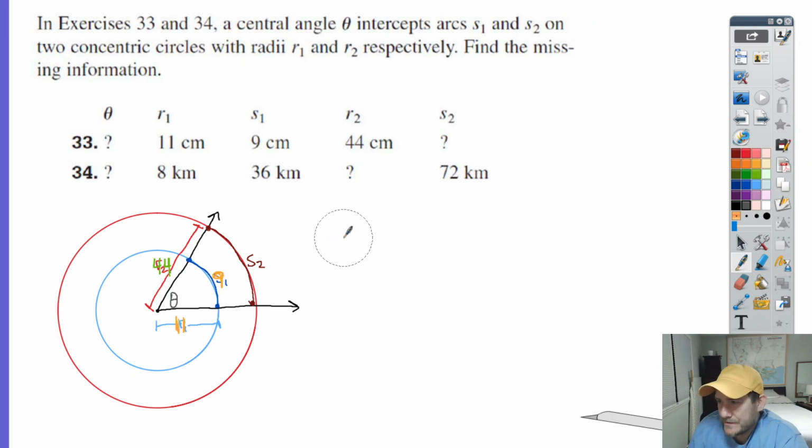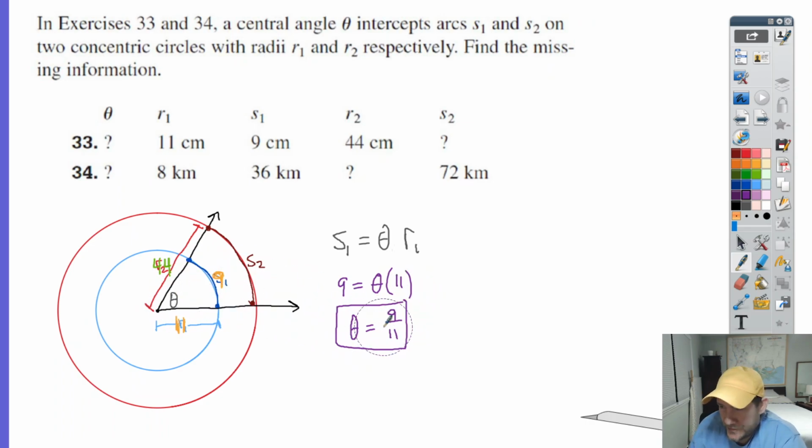But let's go ahead and just say that S1 has to equal theta 1 times R1. Let's remind ourselves that really there is no theta 1. There's just theta. The two arcs share the same theta. So substituting in, S1 was 9. Theta is what I'm solving for. The radius was 11. So in radians, my central angle is 9 divided by 11.